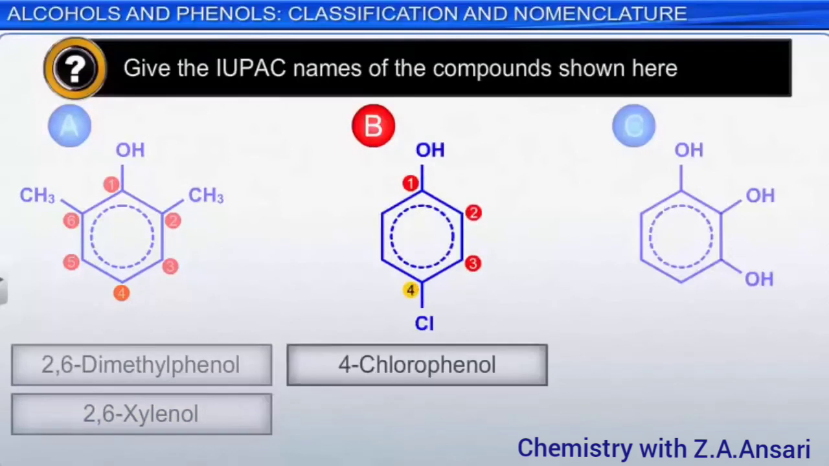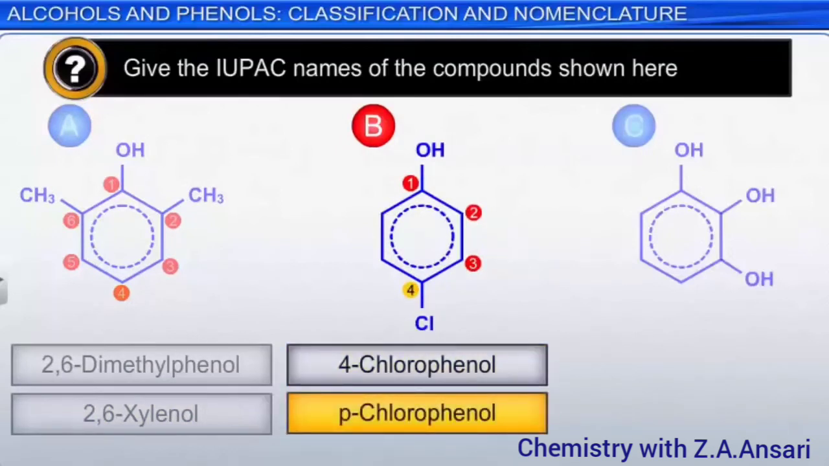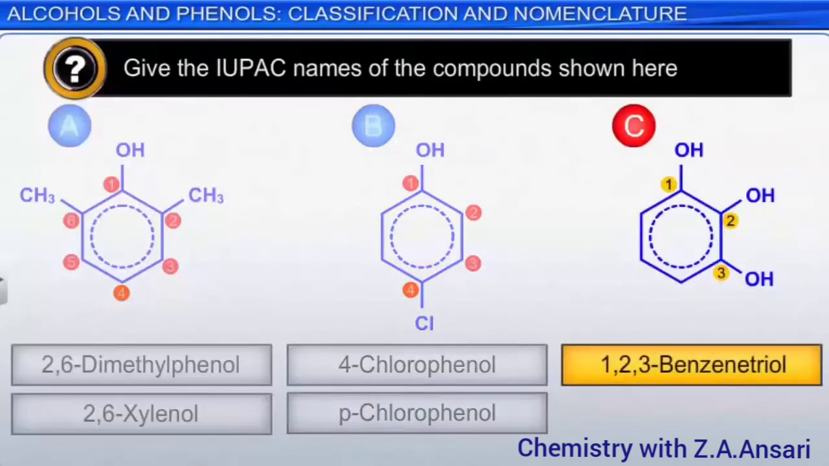Molecule B is 4-chlorophenol or parachlorophenol. Molecule C is 1,2,3-benzene triol. It is commonly known as pyrogallol.